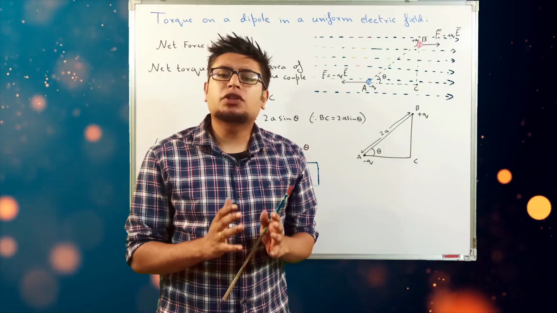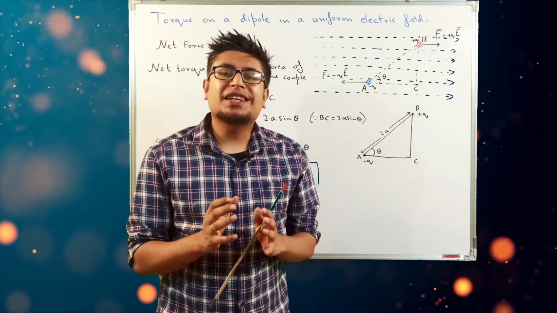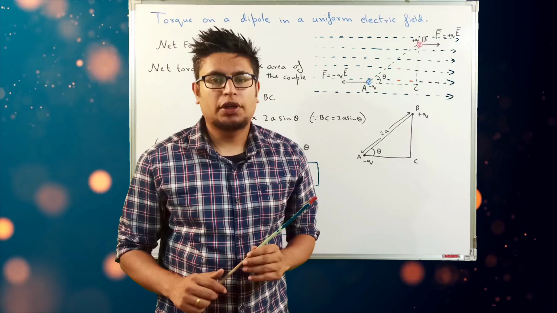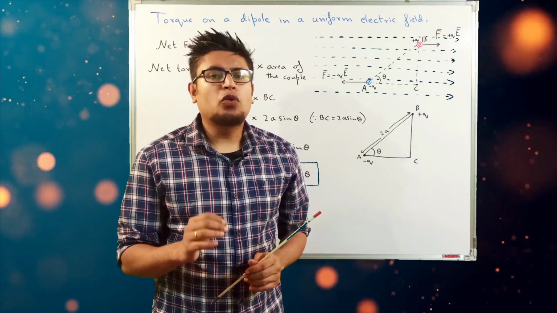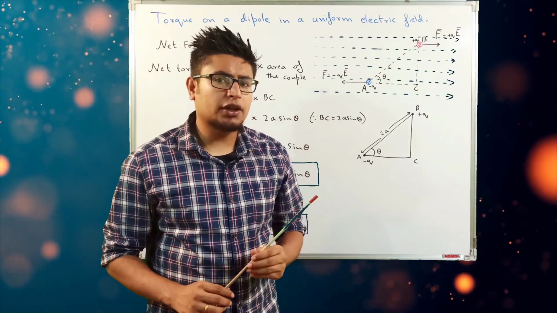So far we have discussed what an electric dipole is, what the electric dipole moment is, and what the electric field is at a particular point due to a dipole, in the case of the axial as well as the equatorial line. Now we place this dipole in a uniform electric field.